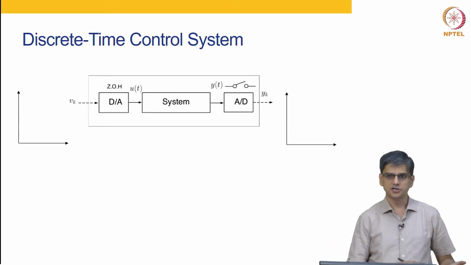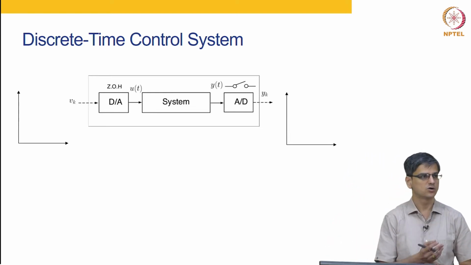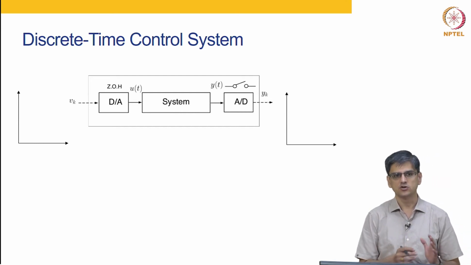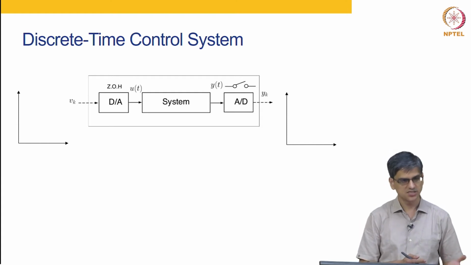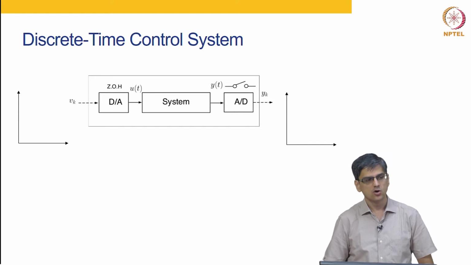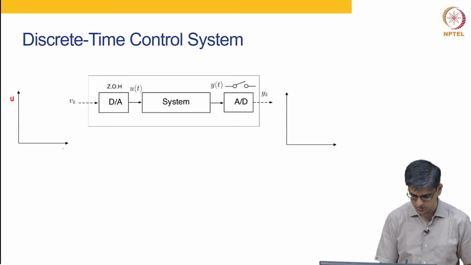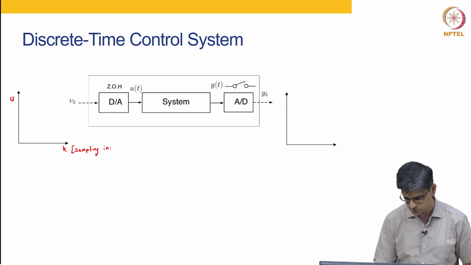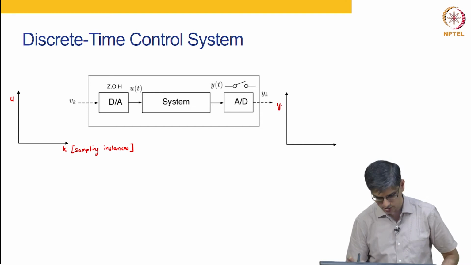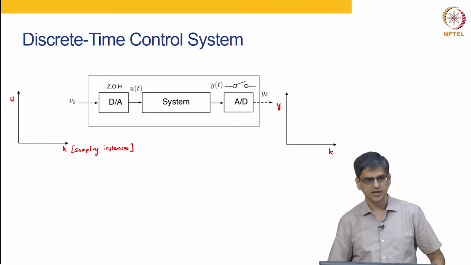Talking about continuous to discrete time models, in yesterday's class I finished off by talking about the distinction between continuous signals and continuous models. So, what does a continuous model basically mean? Let us say you have input versus k, which is sampling instances, and you want to find how y changes with k.